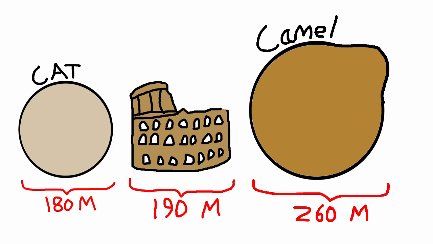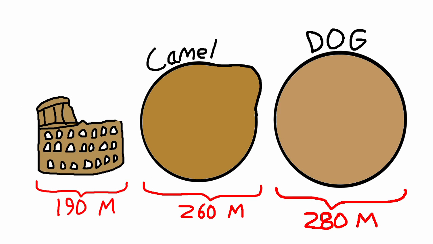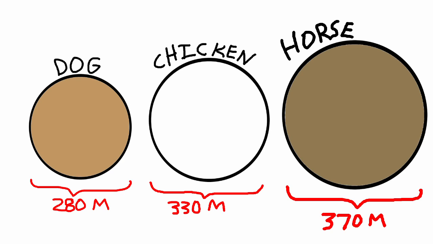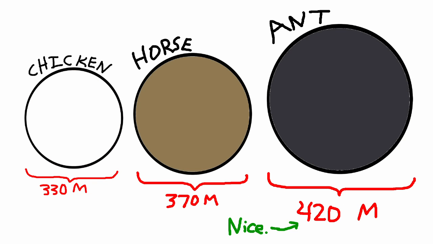Next up is the camel sphere at around 260 meters. Slightly larger was the domesticated dog sphere at 280. Then the chicken sphere at 330. The horse sphere is at 370 meters in diameter. Larger than that was the ant sphere, which came down to around 420 meters.